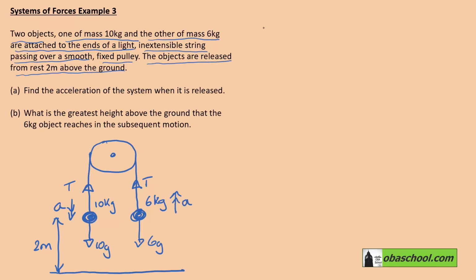So, in part A, if we look at, let's call this one A and this one B, if we consider A, F equals ma gives us that 10g take away T is going to be equal to 10a. If we look at B, F equals ma will give us that T minus 6g is equal to 6a.